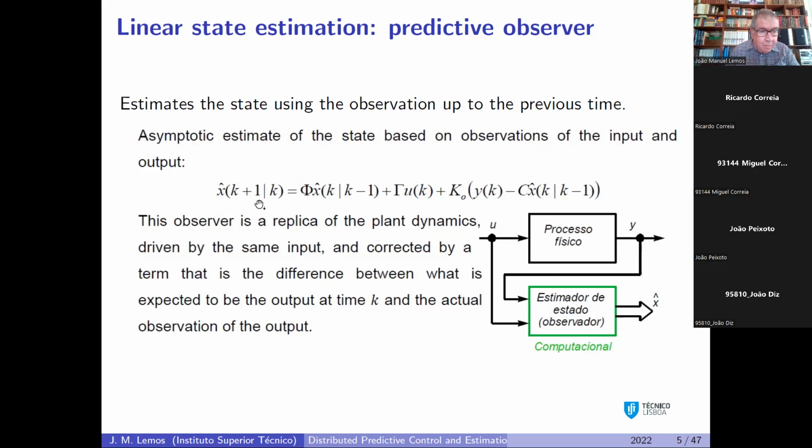That's why I call this a predictive observer, because I'm making a kind of prediction of the next state given the model, and also this correction term associated to the output. Suppose that you want to get the estimate at the time where you are, so you want an estimate of the state at some given time, say k plus 1, given the observations up to k plus 1. Later we will see how we can do this. So for the moment, what we call a predictive observer is very simple. It's just a replica of the dynamics of the system plus a correction that depends on the output.